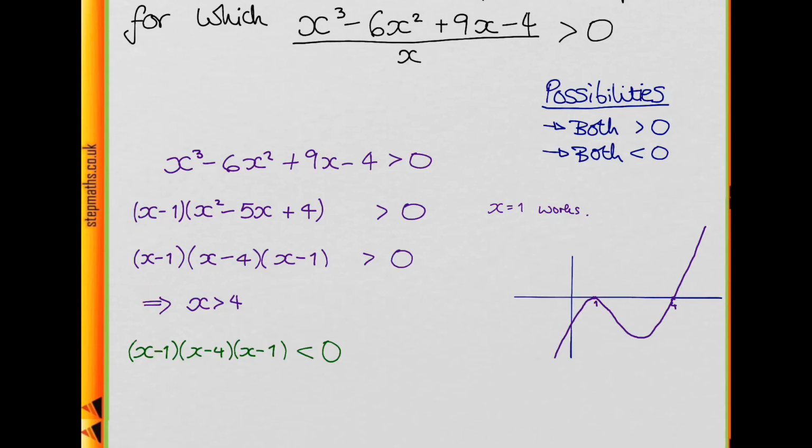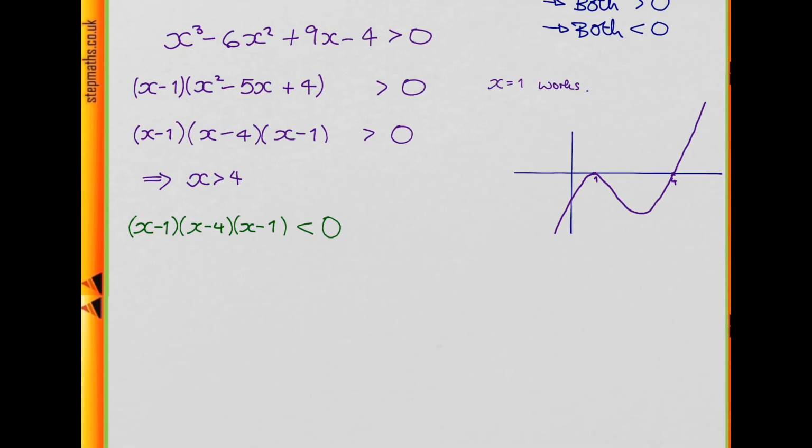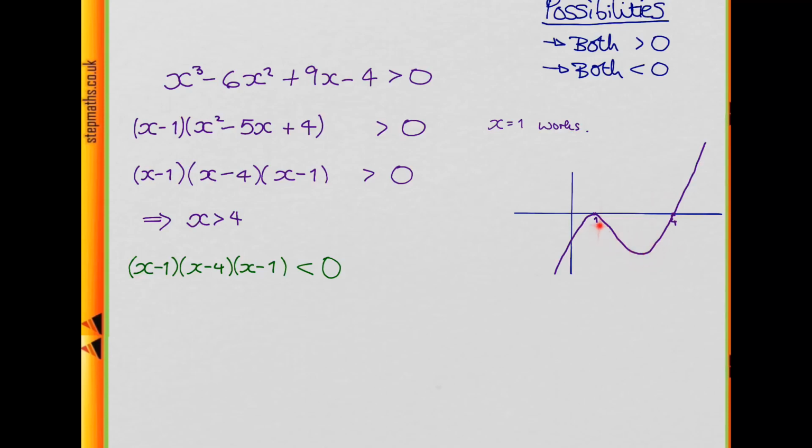Now let's consider what happens when it's less than 0. So when x is less than 0 and this top is less than 0. We've already factorised it, and this isn't going to change just because we changed the sign, so we can jump straight to this step. Now let's have a look at our graph and work out when it is less than 0. Well, it's less than 0 in all of this bit and all the way down here. So between 1 and 4, and less than 1.